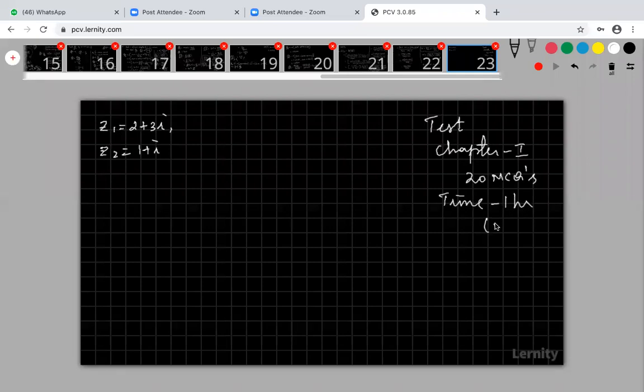One hour, morning 10 a.m. Test timing is morning 10 a.m. Okay. Chapter 1, the chapter name is sets.